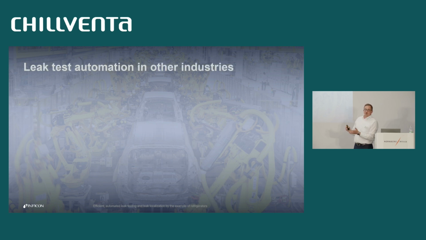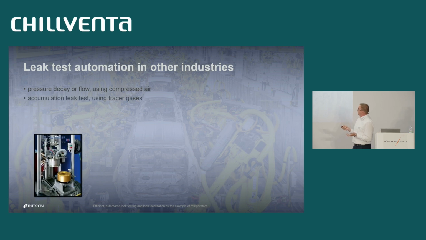And now let's have a short look about how leak test processes are automated in other industries than refrigeration and air conditioning. I promise this is the last slide looking into other industries than refrigeration and air conditioning. There are a bunch of different test methods for leak testing. You can start with pressure decay or flow methods where you simply fill your test object with pressurized air and you monitor over a certain period of time if you have a pressure drop caused by leaks.